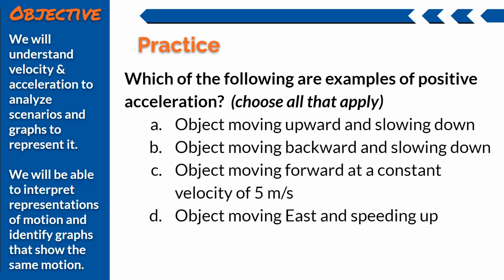D, object moving east and speeding up. Yeah, typically we think of east as positive, west as negative, like a number line. Okay, and if you're moving in that positive direction and speeding up, that is most certainly an example of positive acceleration. Okay, so D is a correct statement. Did you guys have anything different, Emma? Anything else or just that one?